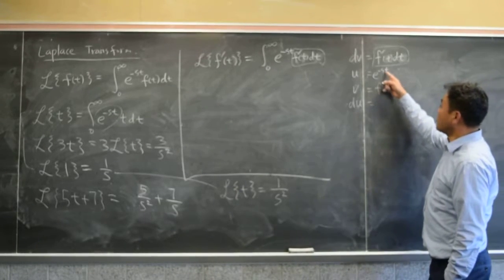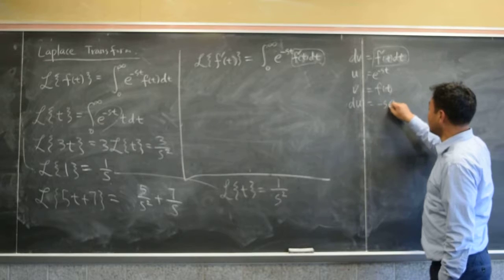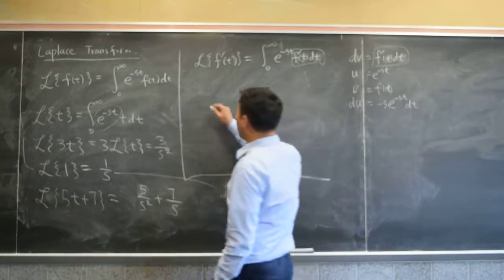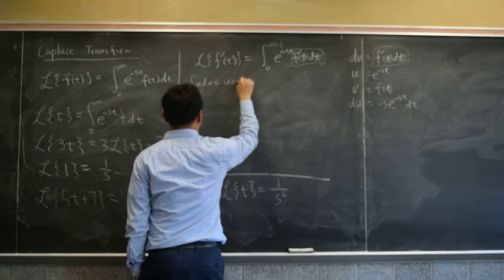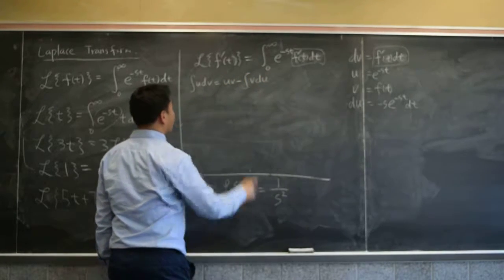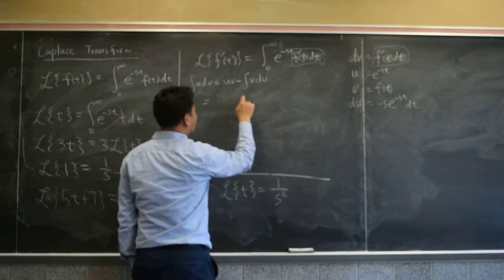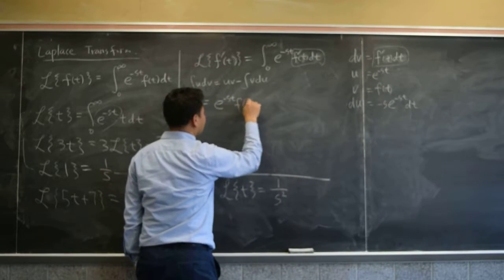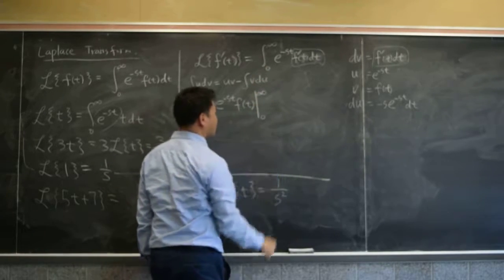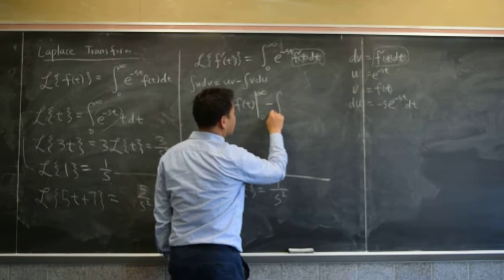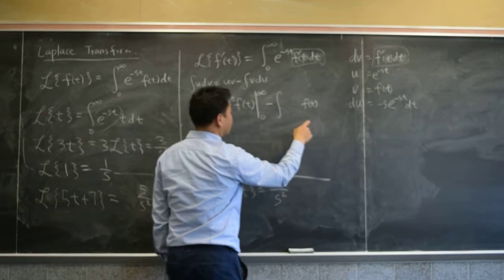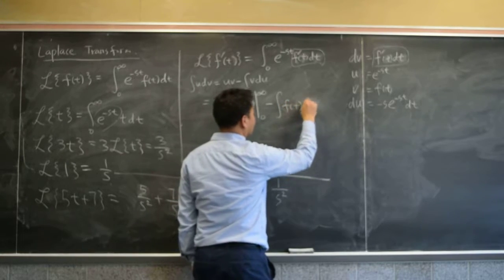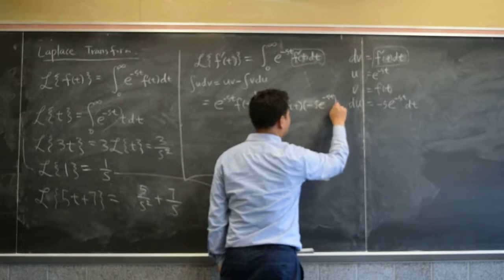If you differentiate with respect to t, you get negative s e to the negative st dt. Okay. And then if you use the formula that the integral of u dv is uv minus the integral of v du, applied to this, you get the following. What's uv? This time it's e to the negative st times f of t, evaluated from 0 to infinity, and then minus the integral of v, which is f of t, times du, which is negative s e to the negative st dt.